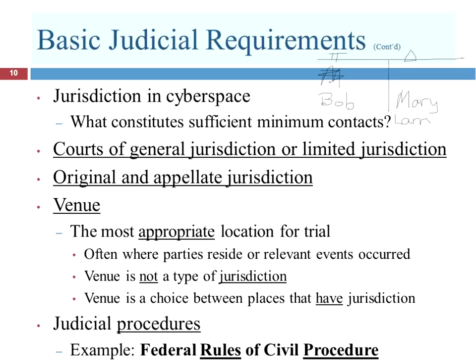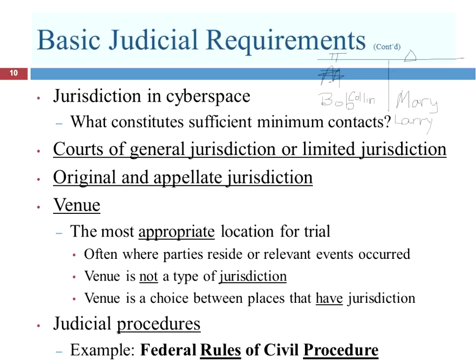Now both Mary and Larry have lots of contacts within Texas. They routinely travel to Texas on business, and so personal jurisdiction exists for both Mary and Larry in Texas. Bob is a Texan. He's actually from Collin County. But Mary is from an Oklahoma county, and so is Larry.